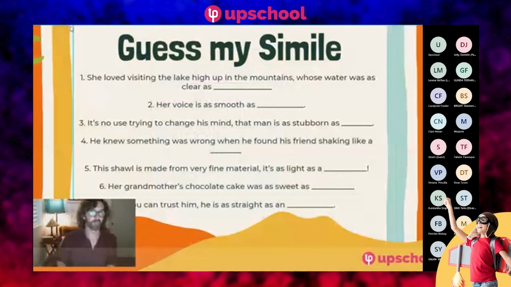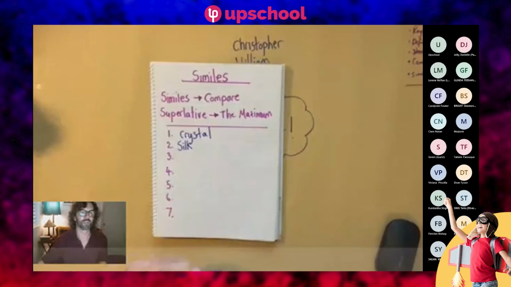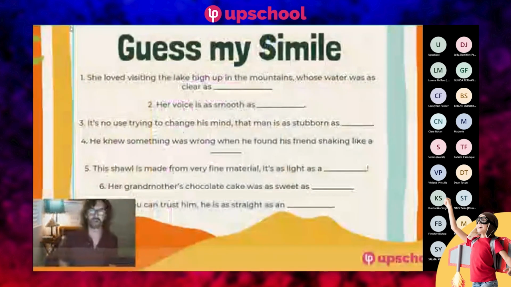Number 2. Her voice was as smooth as, what is the smoothest thing around? It is silk. As smooth as silk. That is a superlative. How fantastic. Smooth as silk. If you've got 2 right, give yourself 2 big ticks. Very good, everyone. Let's go to number 3.